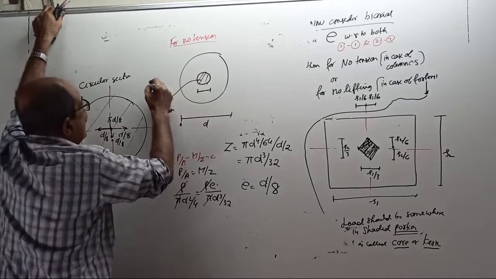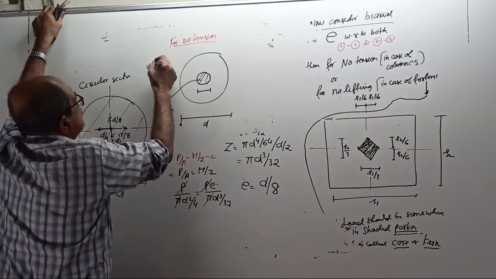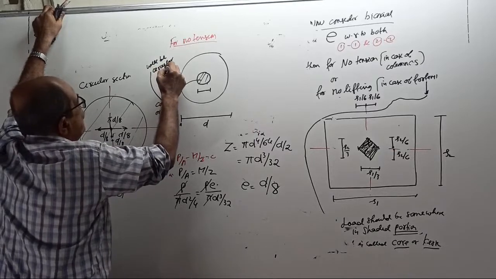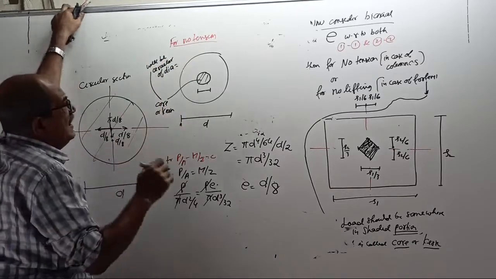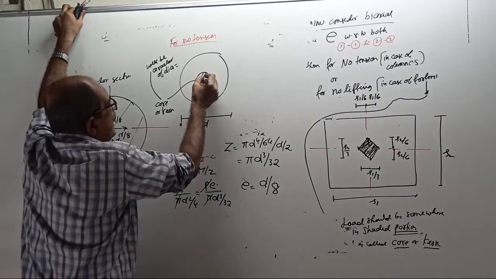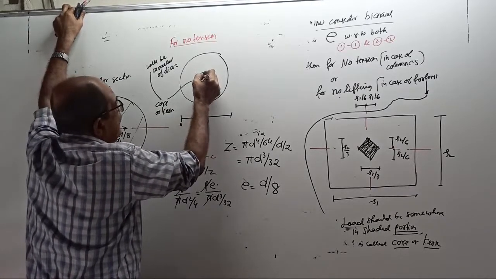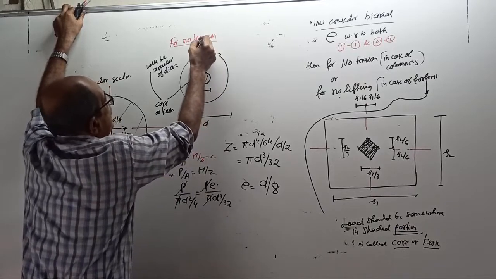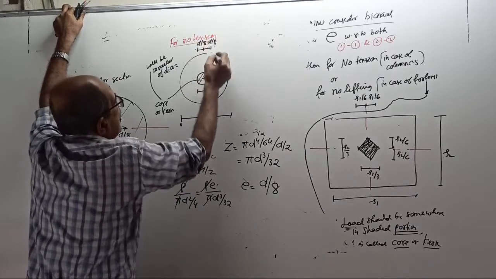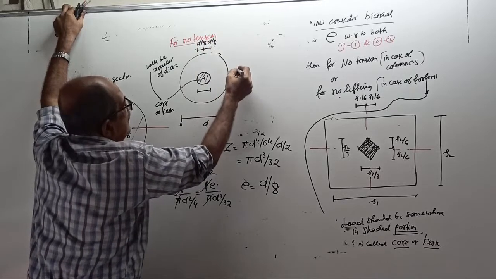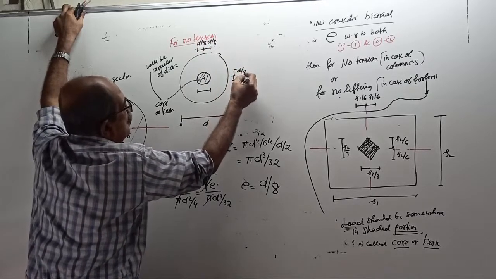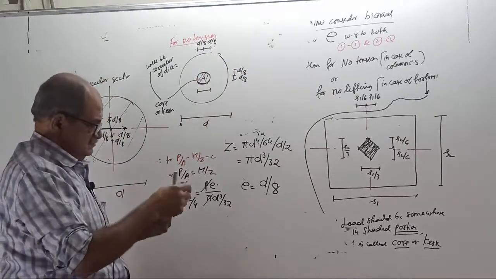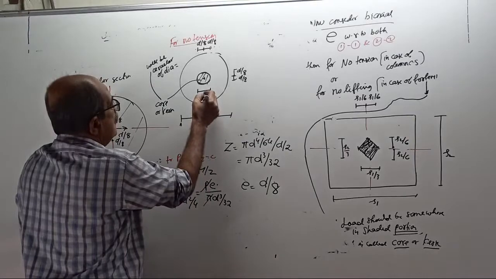So the core or kern will be circular, of diameter equal to, tell correctly, from the center D by 8, D by 8 on each side. So this should be a circle of diameter, how much? D by 4.